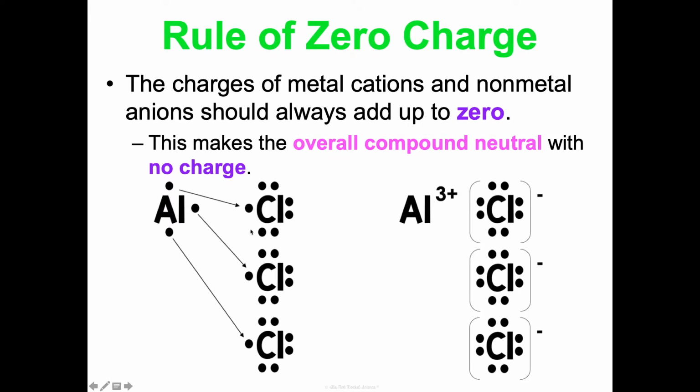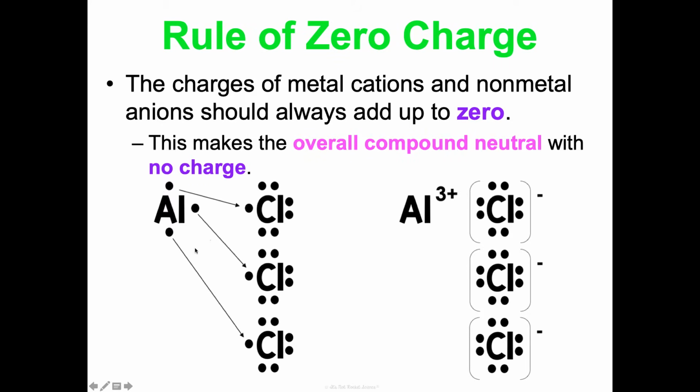Okay, so for example, this picture represents the rule of 0 charge. If aluminum and chlorine are going to form a bond, aluminum has 3 valence electrons it needs to get rid of. So if it only bonded with one chlorine and made AlCl, 1 and 1, then that chlorine would be stable, but this aluminum would not. It would still have 2 valence electrons. It needs 3 chlorines to bond with in order to be stable.